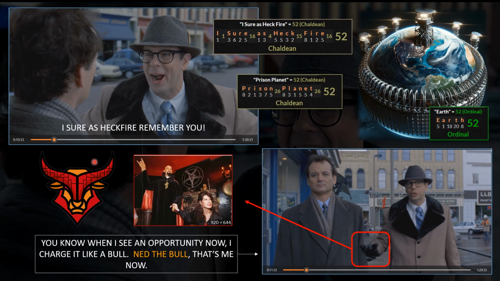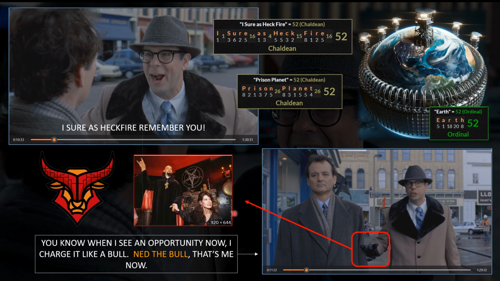Now, Ned comes up to Phil, and he tells him that he remembers him, and Phil doesn't remember him at all. But one of the things Ned says to him, he goes, "I sure as heckfire remember you," sort of downplaying the hell reference here. The words "I sure as heckfire" sum to the number 52, matching prison planet in Chaldean, also matching Earth in English.